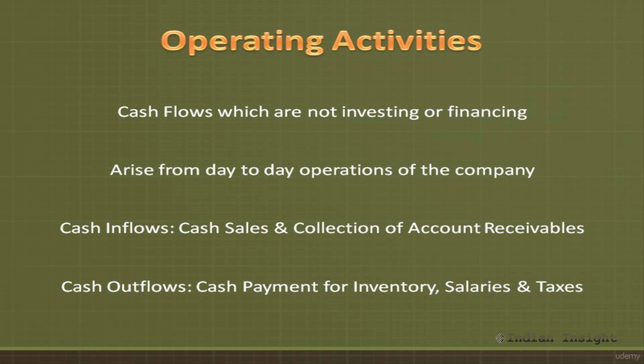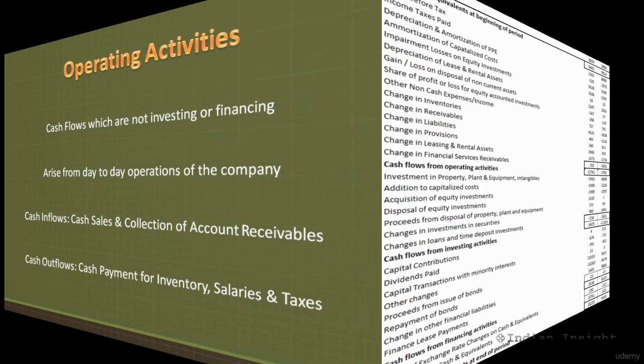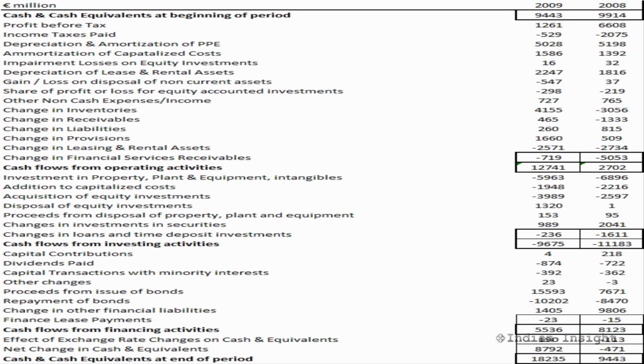Cash outflows under operating activity may also result from paying your accounts payable. Now let's look at an example of a cash flow statement. Here is the V Group cash flow statement.